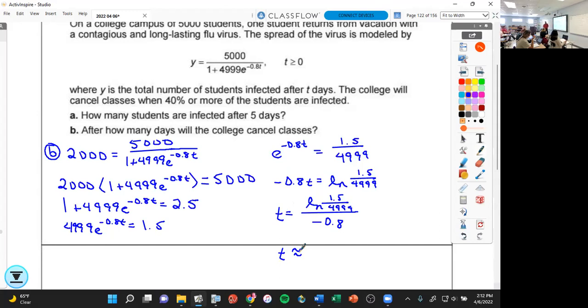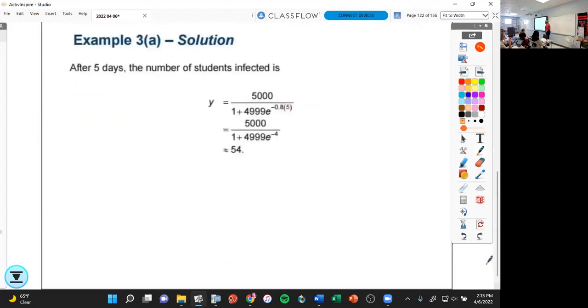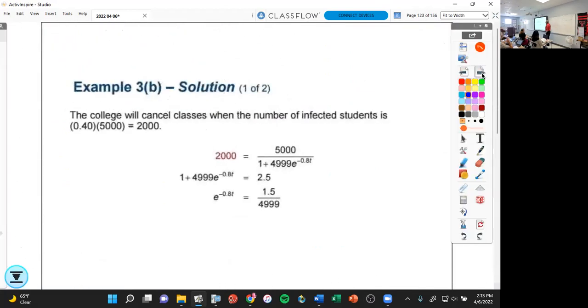T is approximately 10.41. Okay, 10.42. Okay, which means what? After 10 days. The sick guy comes up with the flu. It's going to take 10 days for 2,000 people to have it. You know, school's closed. This is one of those problems where you had the same equation, and then you just plug in random numbers. It's a guess and check problem right now.